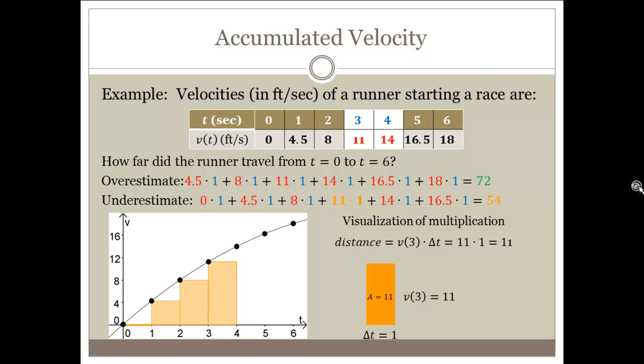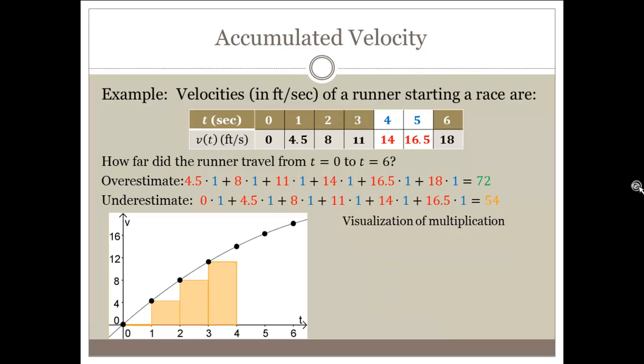Then, on the time interval from 4 to 5, we calculated that the distance traveled was v of 4 times delta t, which is 14 times 1, or 14 feet. This can be represented as a rectangle of height 14 and width 1, giving an area of 14, representing the distance traveled. This can be placed on our graph over the time interval from 4 to 5.